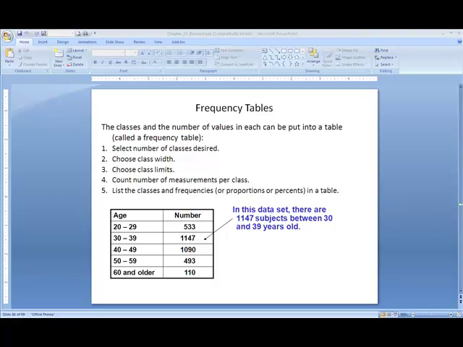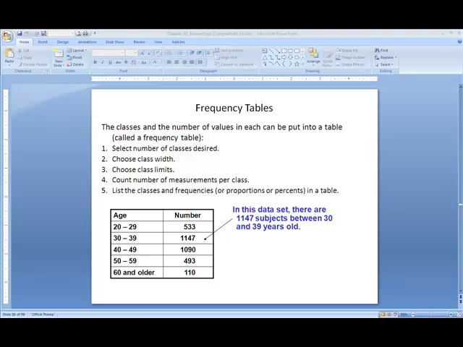Well, we want to make frequency tables. We want to take our data and be able to put it in different classes. Each data point can go into only one class. So we have to choose the number of classes desired, choose the class width, choose the class limits, count the number of measurements per class, and list the classes and frequency, the 5 that you see up there.